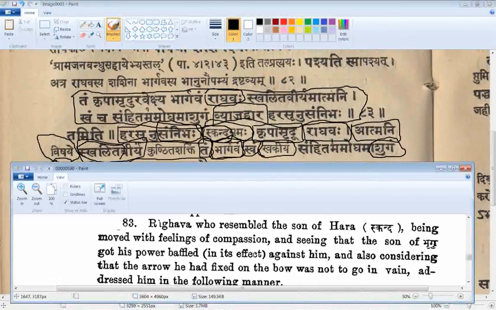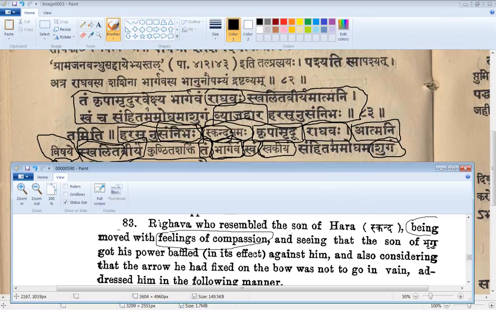Okay. Who resembled the son of Hara? Harasunu Sannibha. Hara is of course Hara, Papam Haratiti Haraha, so it is Shankaraha. Harasya Sunuho Skandaha. Okay, resembled is Sannibha. Being moved with feelings of compassion, what is that? Krupamrudu. That being moved is a mrudu, because he was soft, tender. With feeling of compassion is the krupa.